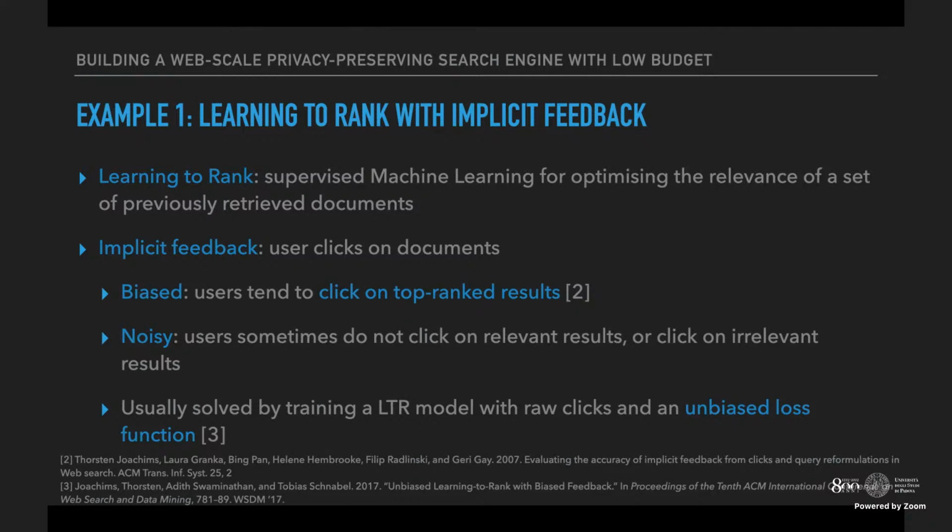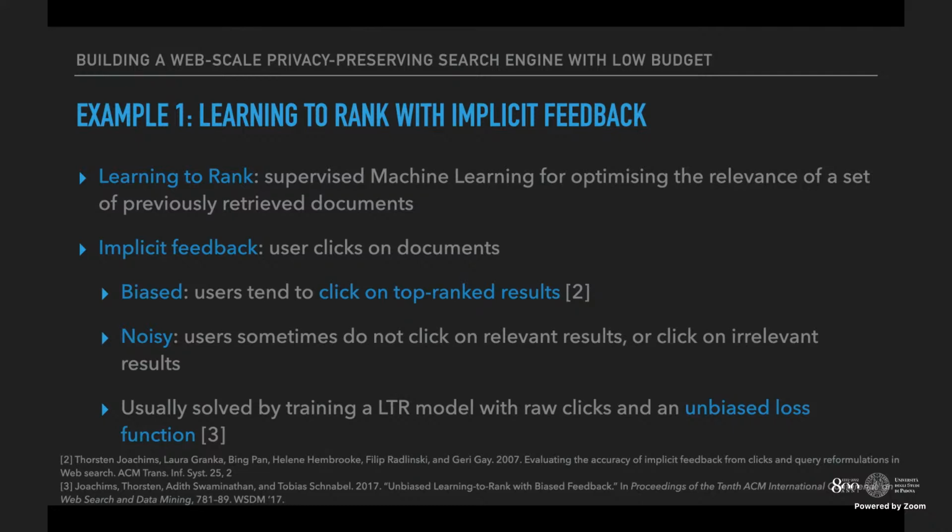As Petra said, the clicks are usually heavily biased because people tend to click on top-ranked results on a search engine because they trust the first results more. And the clicks tend to be noisy as well. Sometimes people don't click on relevant results, and sometimes they also click on irrelevant results for unknown reasons. The nice thing about noise is that you can remove it with lots of data. So taking lots of query logs, you can attenuate this noise, but you cannot remove the bias.